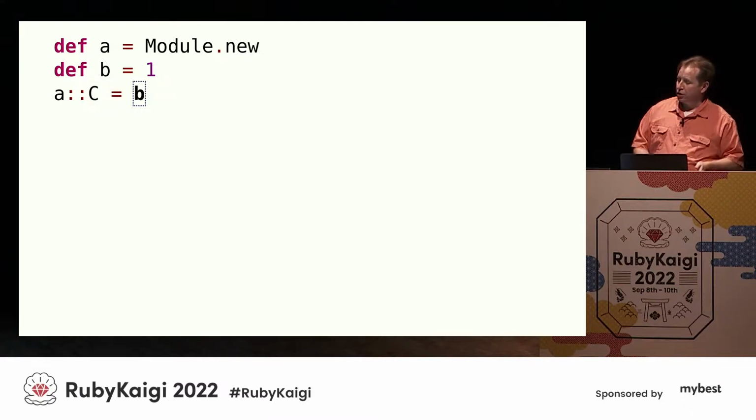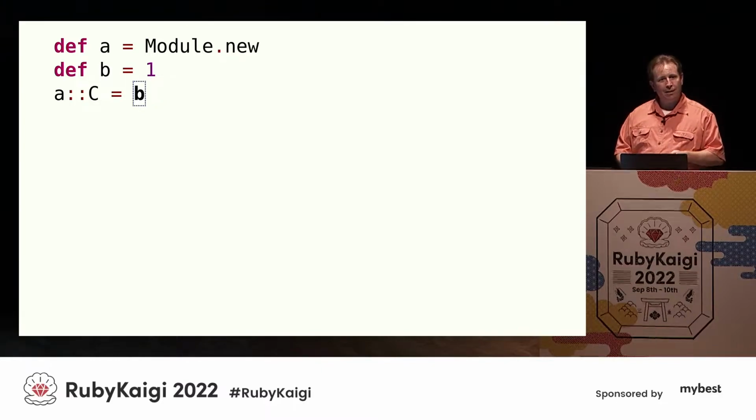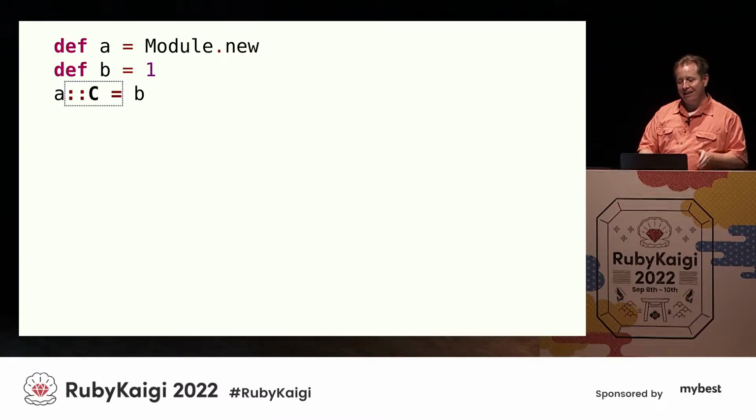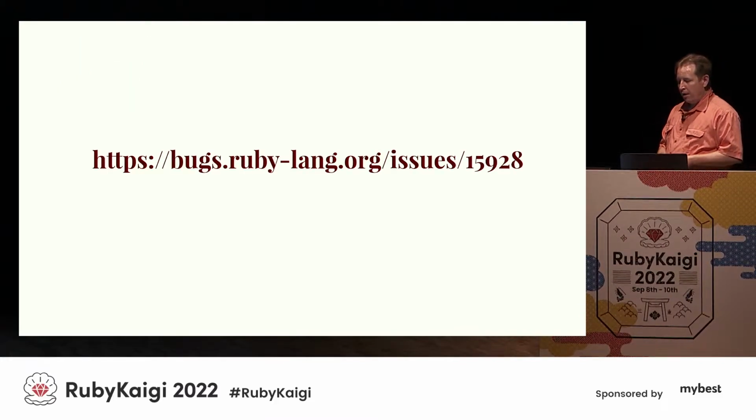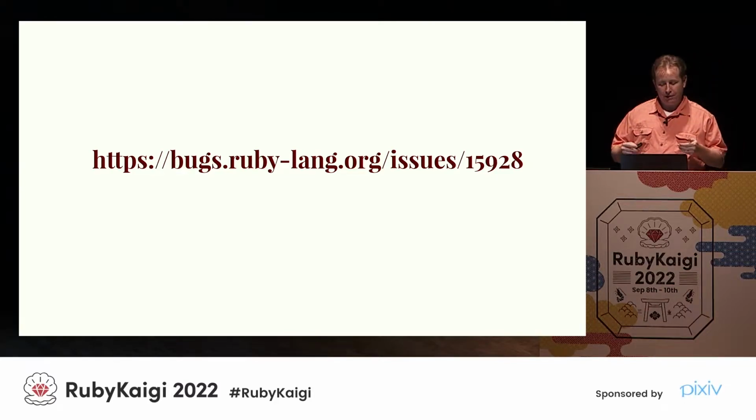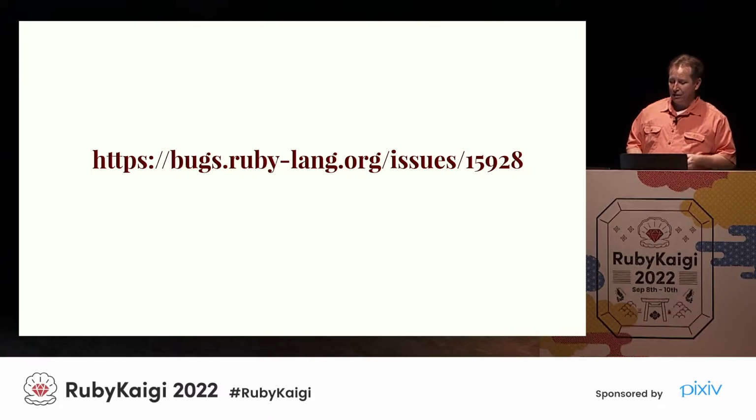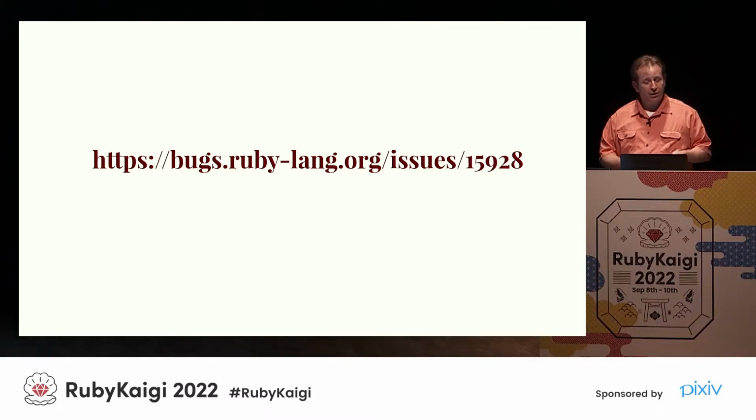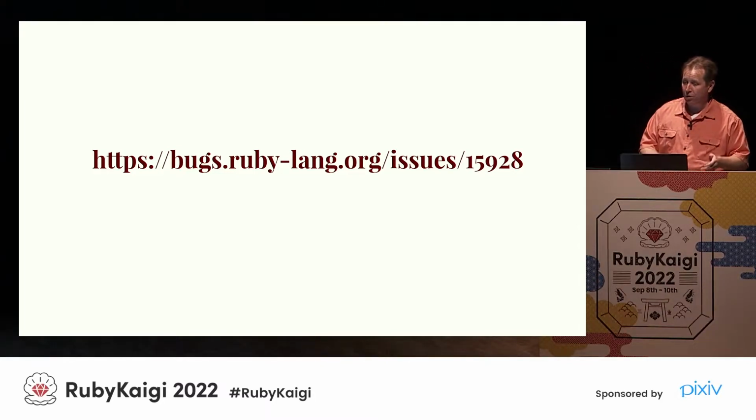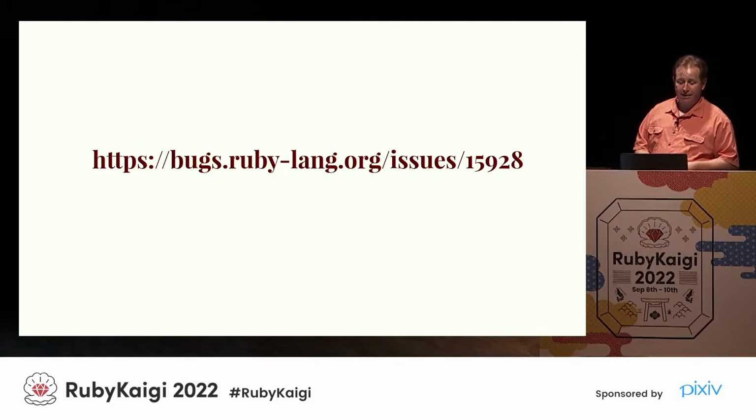But what older versions of Ruby do is evaluate B, then evaluate A, and then set the constant on the result of the A method. So this constant assignment evaluation order issue was reported in 2019. I ended up fixing this issue shortly after fixing multiple assignment, and thanks to the work I did on fixing multiple assignment, it was much easier to fix constant assignment.